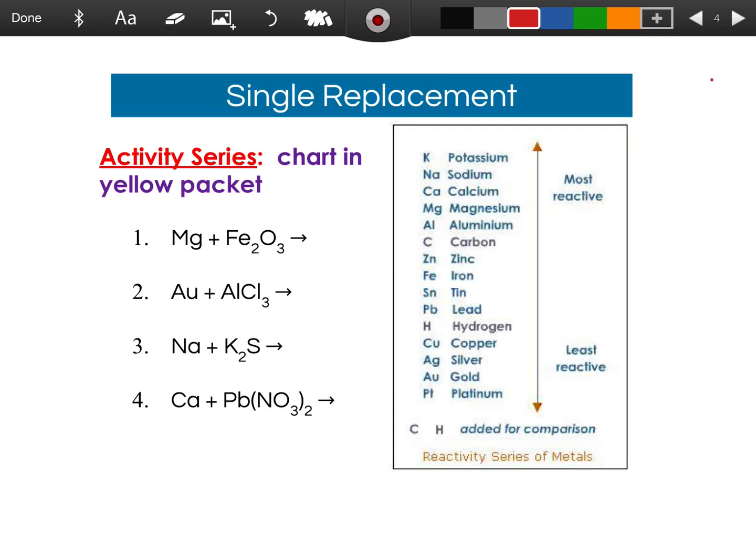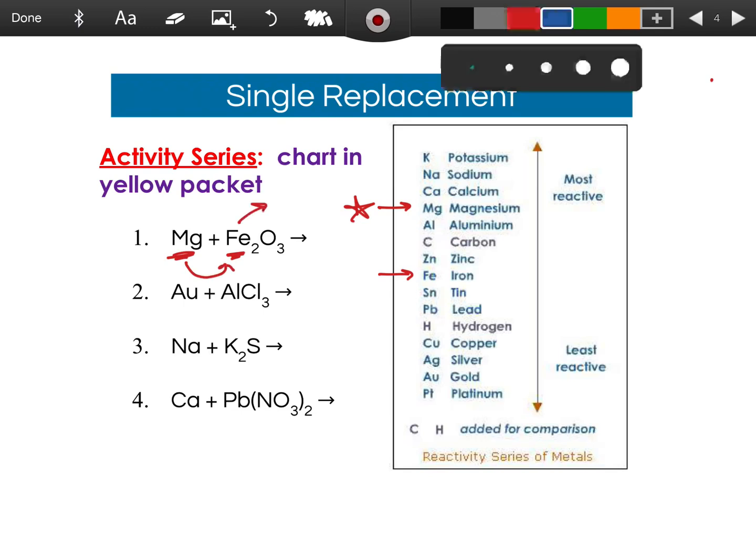All right, hopefully you've taken time to pause the video. So for the first example, magnesium is trying to replace iron. So if I look on the activity series, here's magnesium, here is iron. So my single element, which is magnesium, is higher up on the list than iron, which means that magnesium is strong enough to replace iron. So this reaction will happen.